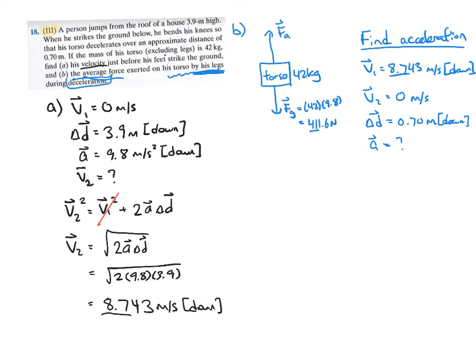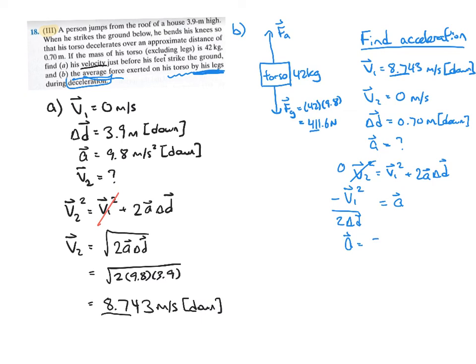Okay, so we're still using Unit 1 stuff. Actually, we use the same formula. This time V2 is 0. And we're solving for acceleration. So to get acceleration, I'm going to subtract V1 squared, both sides, as well as divide by 2 displacement on both sides. Okay, that'll get me the acceleration.